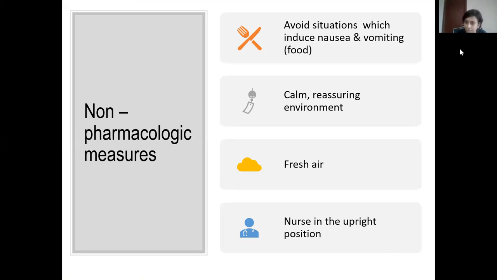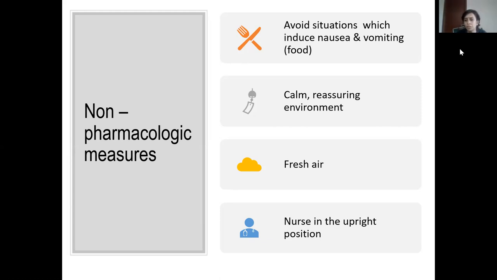Sometimes patients clearly say, I feel nauseous when I have the smell from the kitchen, frying or cooking specific food. So ask, what is triggering your nausea or what is triggering your vomiting? So if possible, avoid those situations.